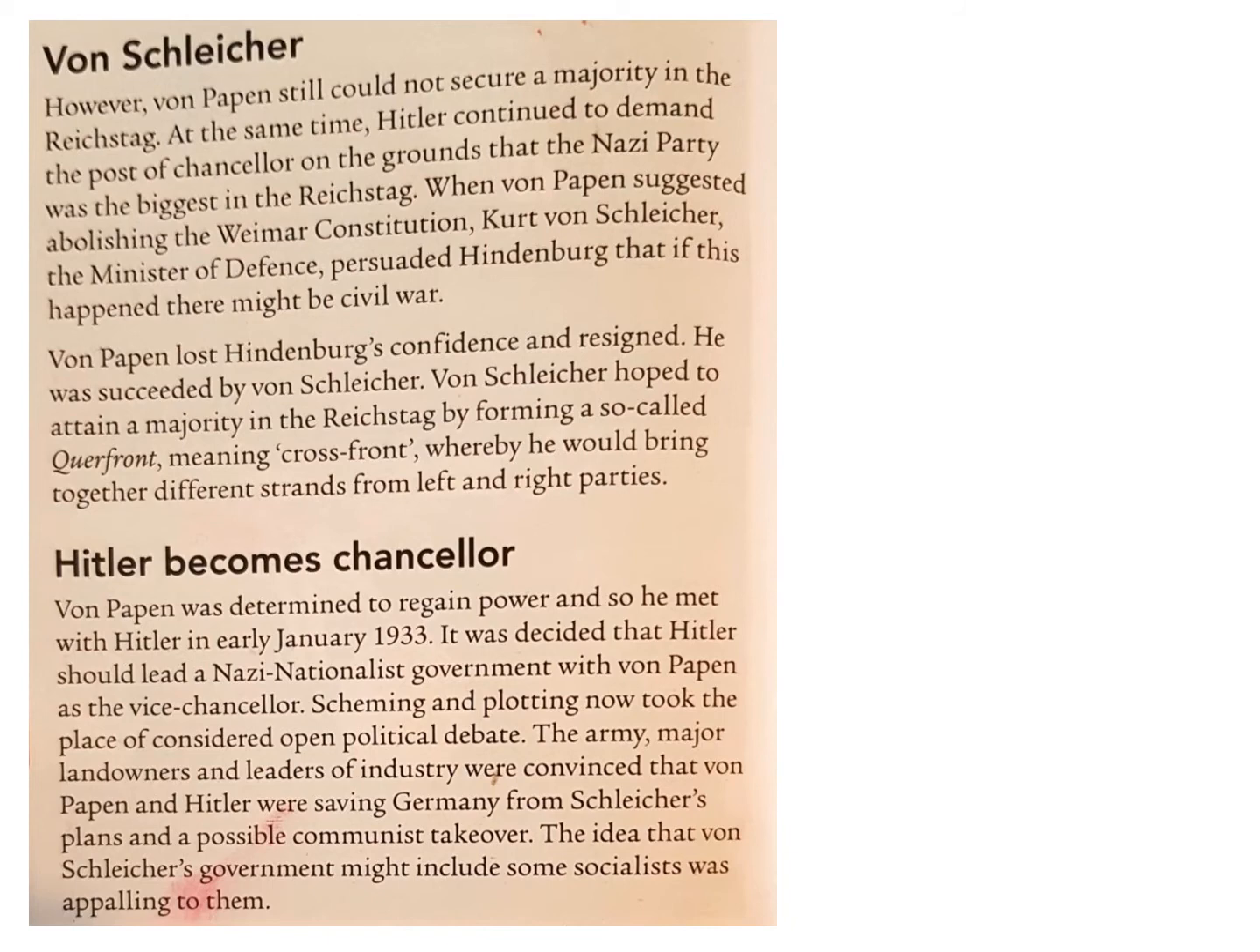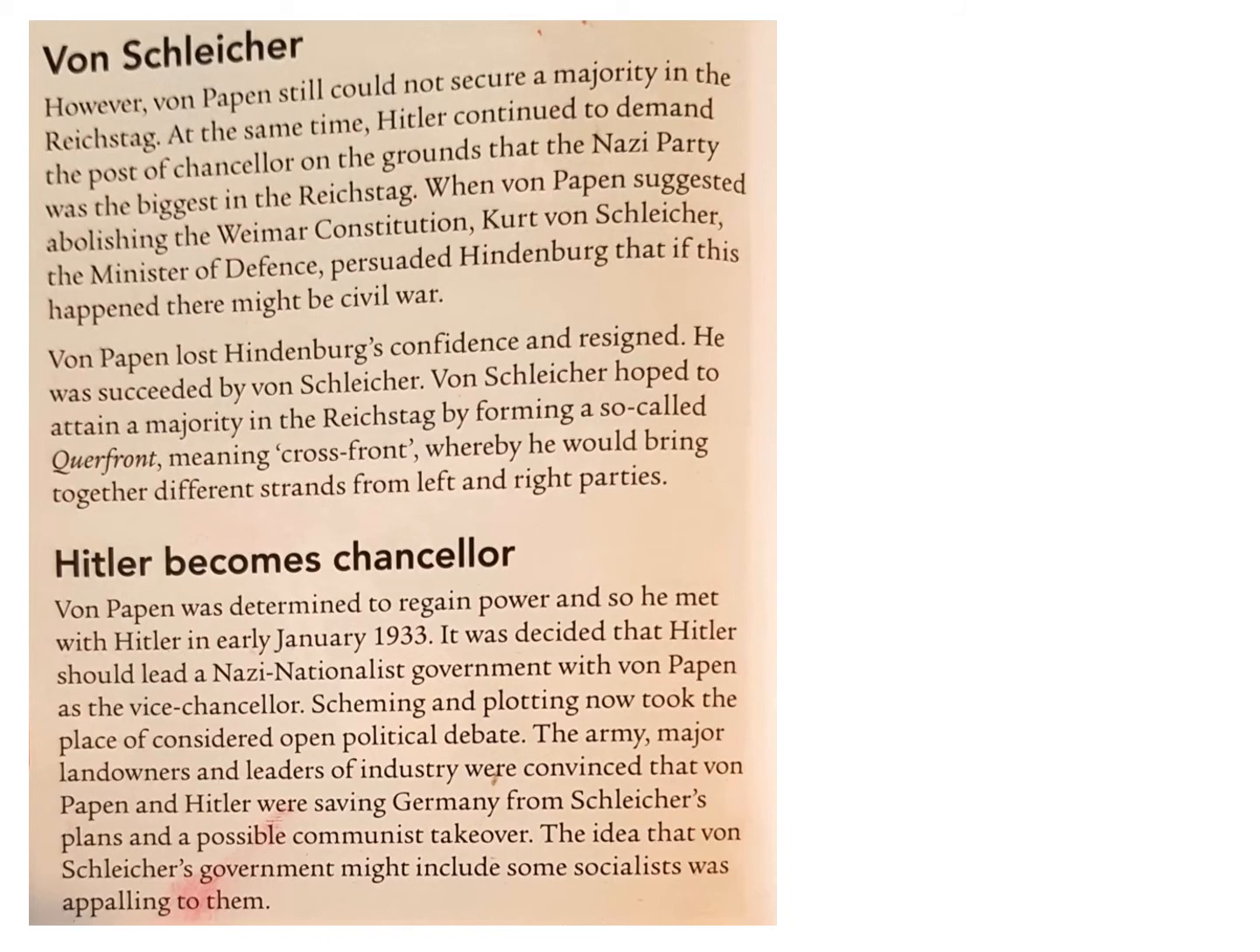When von Papen suggested abolishing the Weimar Constitution, so that means, well, let's just get rid of that diagram that you copied down with Article 48 and who gets to vote for who and who's got the most power. He was like, let's just get rid of that, because otherwise Hitler's going to be in charge. So wouldn't you rather just have me in charge than that?